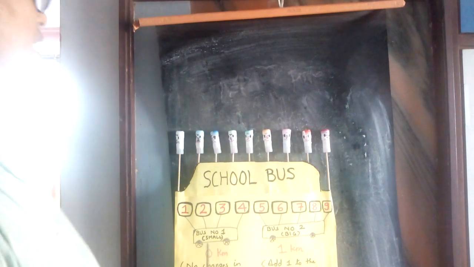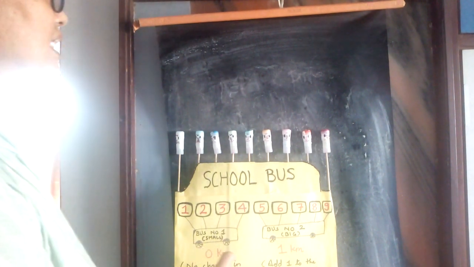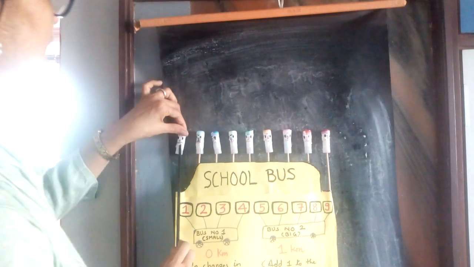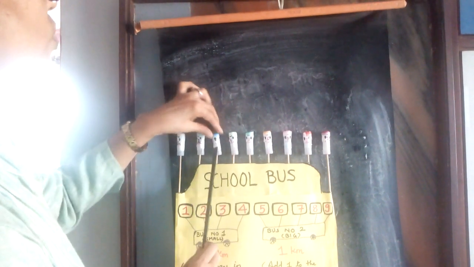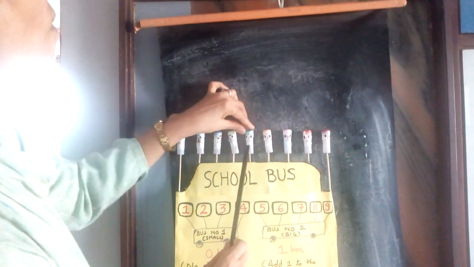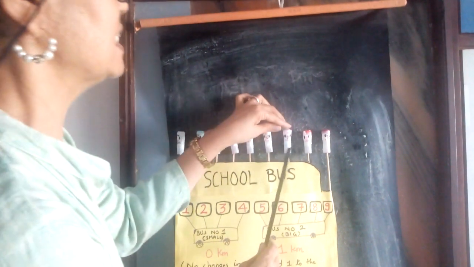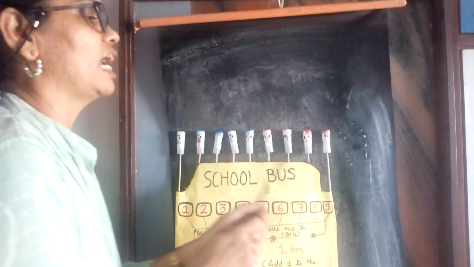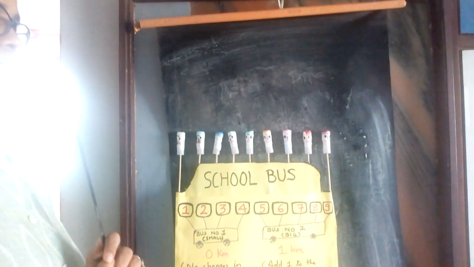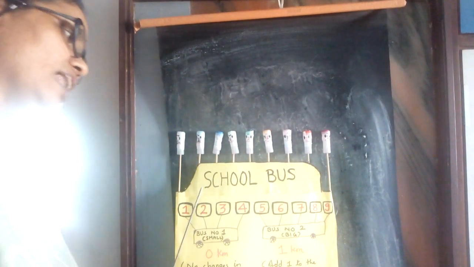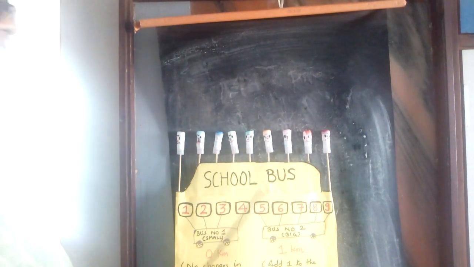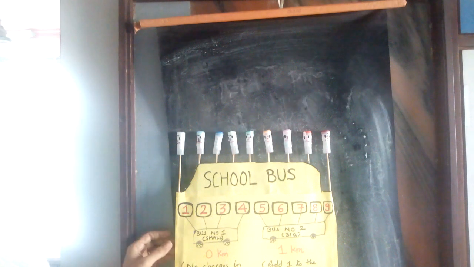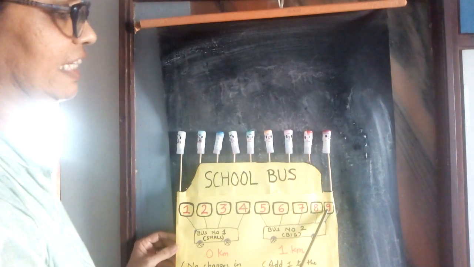Now see children, these are the children of different standards. This is standard 1, 2, 3, 4, 5, 6, 7, 8 and 9. So first to 9th standard are going for the picnic. Where? In the school, by school bus. That picnic also you will enjoy. How? Let us see.